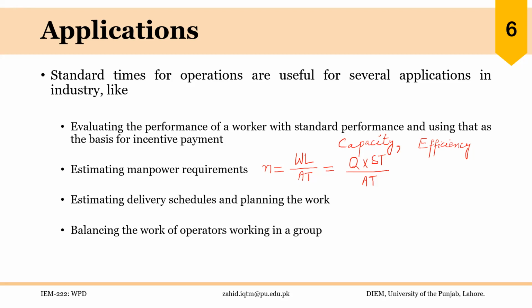And standard time can be used to balance the work of operators working in a group. So a technique that is called line balancing. Once we know how much time each task should take, we can combine different elements so that the work of different workers working in a group or working in a line or working in a cell is balanced. Of course, you could think of other applications as well.